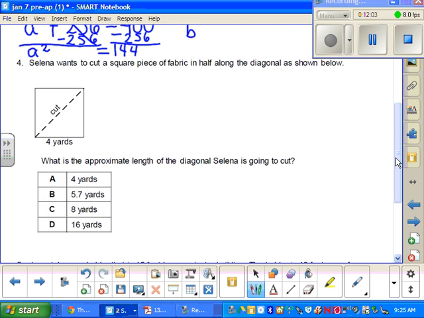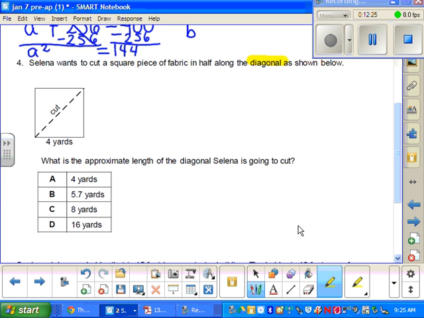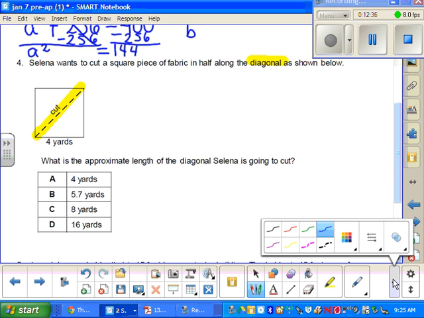All right, let's look at number 4. Selena wants to cut a square piece of fabric in half along the diagonal. I want you to underline that word diagonal. And anytime you're going to have a diagonal of a square or a rectangle in a word problem, you are going to use the Pythagorean theorem. That is one of those clue words that should signal to you that we are going to use the Pythagorean theorem. And the diagonal is always my hypotenuse.